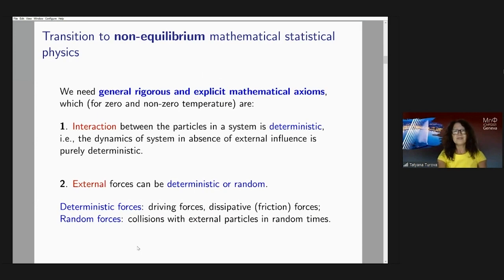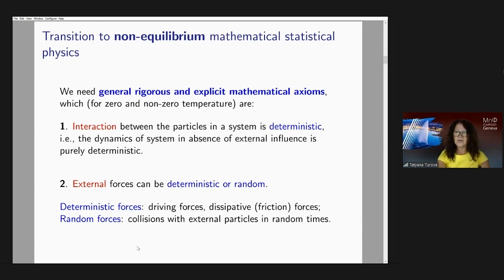So we assume from now on that interactions between the particles are deterministic. That means that if we don't have external influence, the description is purely deterministic. And we assume that external forces, on the other hand, could be random as well. The source of randomness is, for example, collisions at random times. But collisions themselves are described purely as in classical physics. So our models are a mix of classical physics and a little bit of statistical physics.